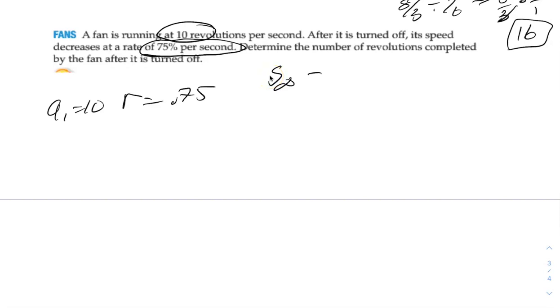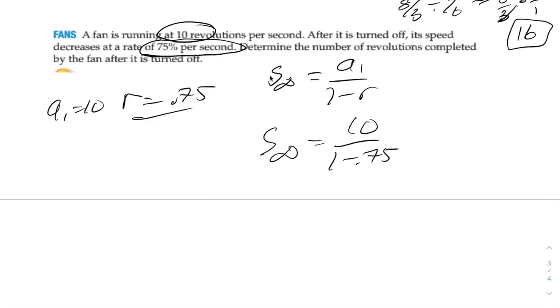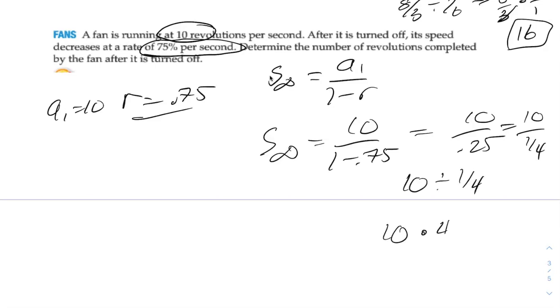So, what's the infinite sum? We're going to use the formula. R is less than 1, so we can do it. It's A1 over 1 minus R. So S infinity is going to be 10 over 1 minus 0.75. So that's going to be 10 over 0.25. 0.25 is the same thing as 1/4. So it's 10 divided by 1/4, or 10 times the reciprocal. 40. So it does 40 revolutions before it stops. Right? Because it's going on forever, so it stops. So that's why it's an infinite sum. And that's the worksheet.